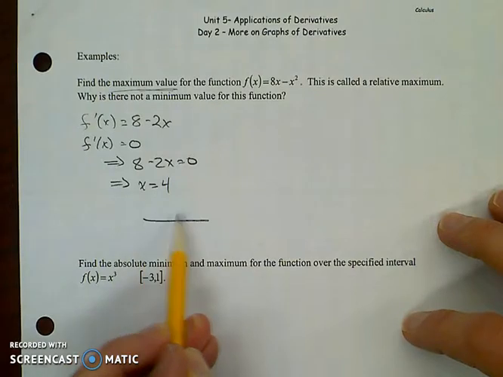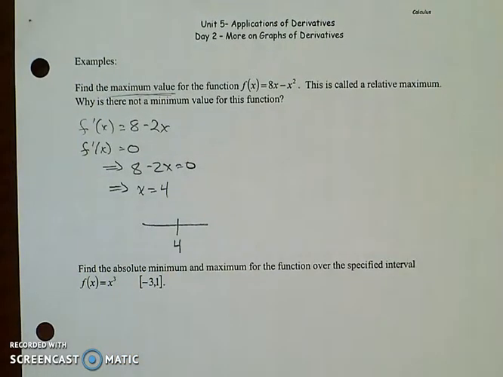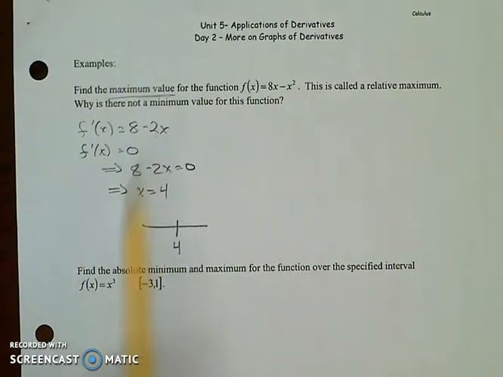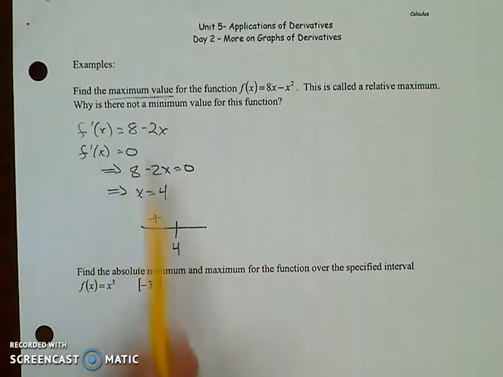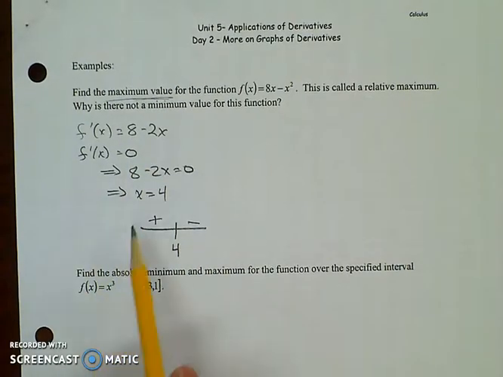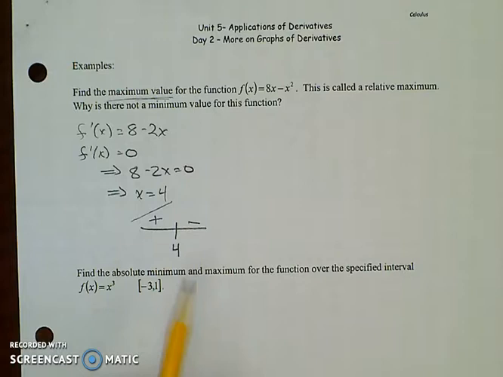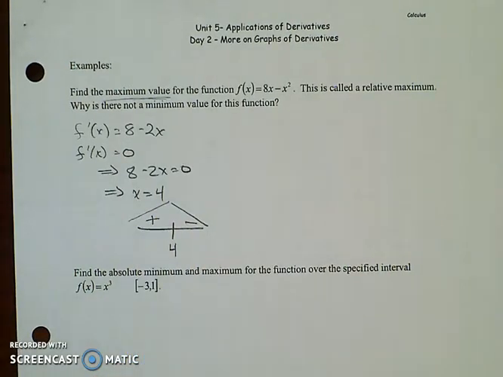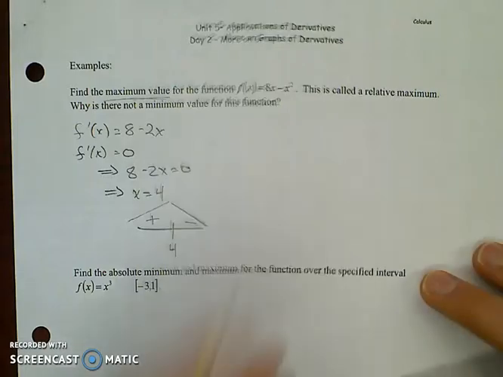With that, we do a number line. This is all review from last class, just in case you forgot. Plug 4 into the derivative. So plug 0 in first, that's a plus. Plug in 5, you're going to get a negative. And so increasing, decreasing. So we know that there's a relative maximum at x equals 4.